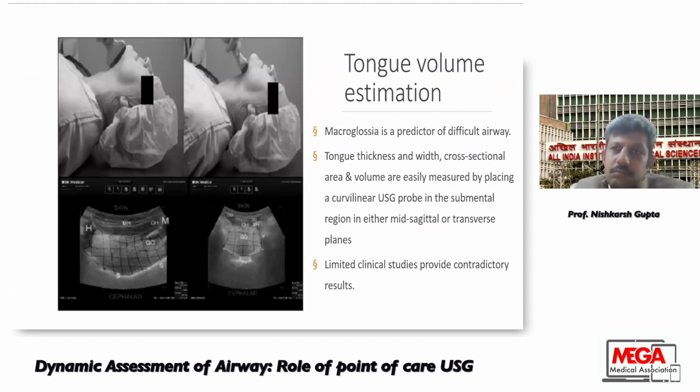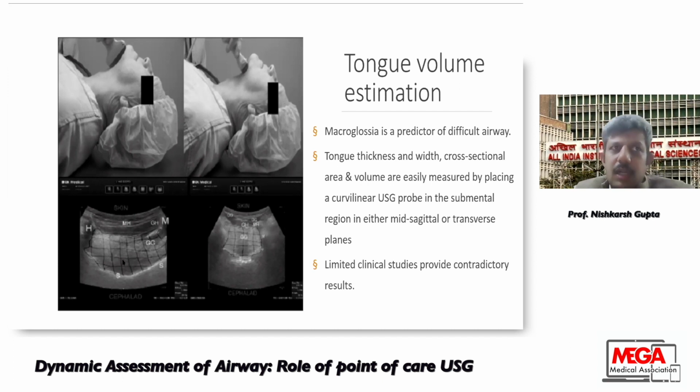Okay, so now coming to the next structure. The important parameter which is assessed is tongue volume. For this, we use a curvilinear probe, as you can see. You can place it in the mid-sagittal or a transverse plane. And this is the tongue volume you see. You can mark it and actually calculate the volume.